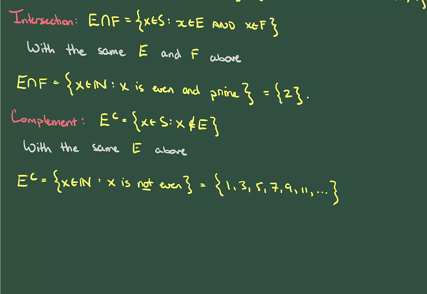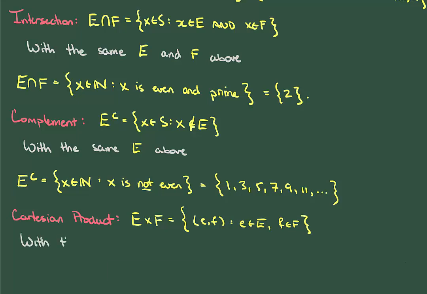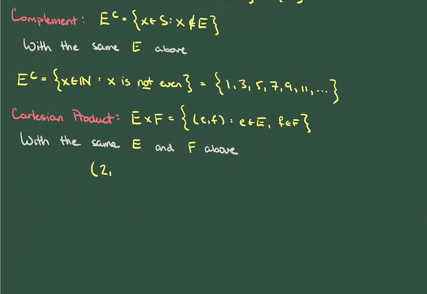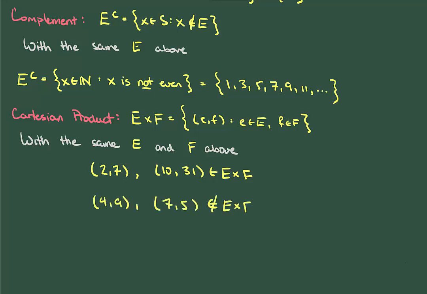Now our last operation isn't like the previous three. It's quite different, but it's important all the same. The Cartesian product of E and F is the collection of all pairs (e, f) such that e is in E and f is in F. Keeping E as the evens and F as the primes, we're going to see that (2, 7) and (10, 31) are both elements of E cross F, and this is because the first number in both is even, while the second number in both is prime. On the other hand, (4, 9) and (7, 5) are not in E cross F. In the first case, the number 9 is not prime, and in the second case, the number 7 is not even.